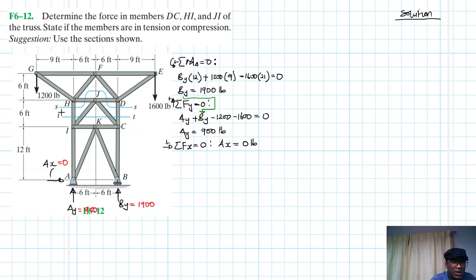So let's make a section. We start with section S, which is this one. Great. So we are going to use the top section. So we'll take moments about D to find HI. Then later on we can apply the summation of forces in the Y to find DC. All right.